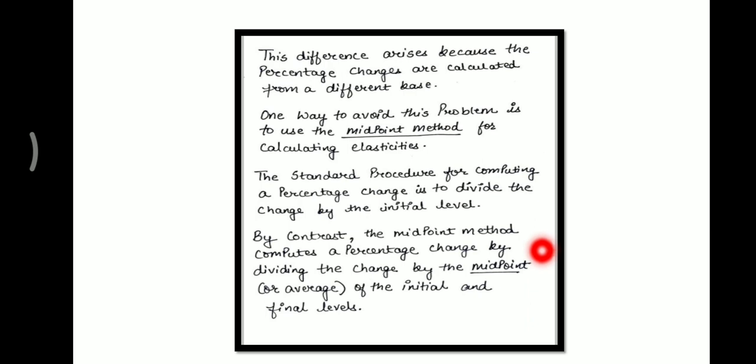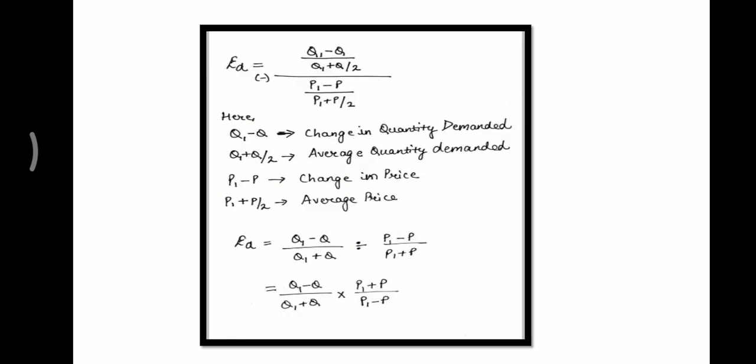When we divide the change by the midpoint, or the average, it means we just sum up the initial and the final value and divide by 2. Let's see the midpoint method formula. So this is the midpoint method formula.